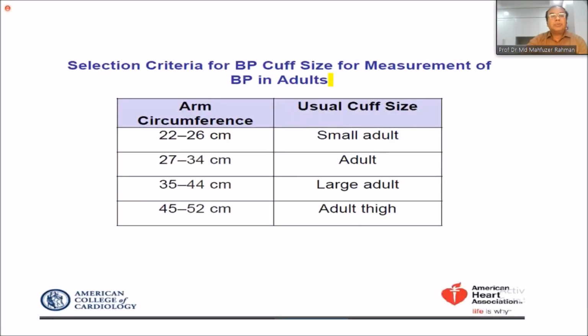You see the arm circumference. When the patient's arm circumference is 20 to 26 centimeters, we should use a small adult cuff size. If it is 27 to 34, adult size; 35 to 44, large adult; and 45 to 52 centimeters, adult thigh cuff size.